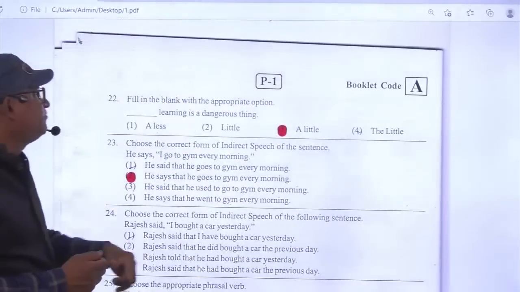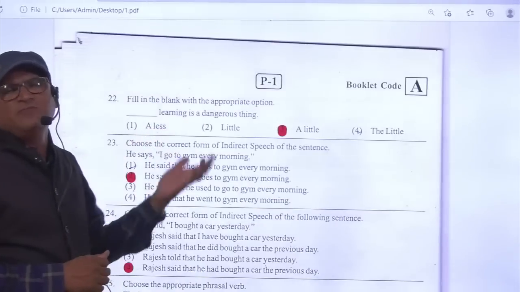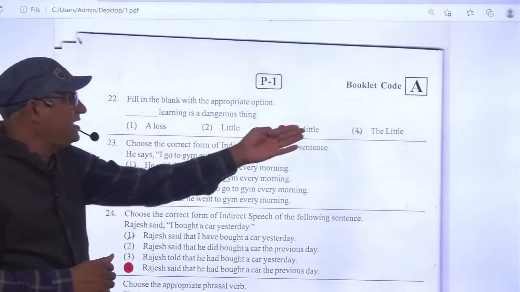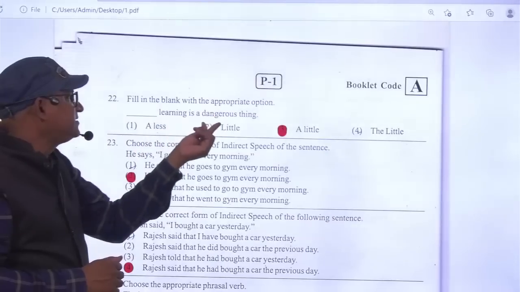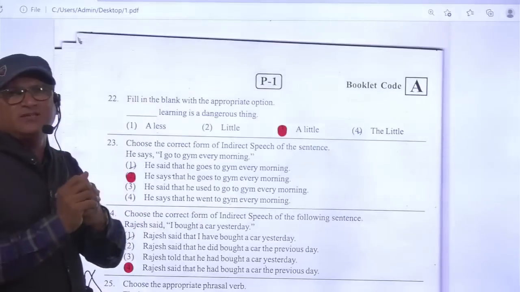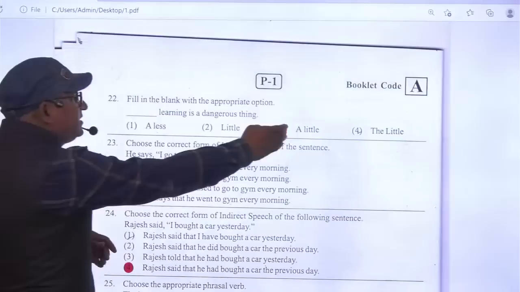Fill the blanks with the appropriate option. Dash learning is a dangerous thing. Of course, it belongs to a slogan or a quotation. Okay? Less, little, a little, the little. So, little learning is a dangerous thing. Little knowledge is very dangerous, because that might be either correct or wrong. That's why 3 is the right one.